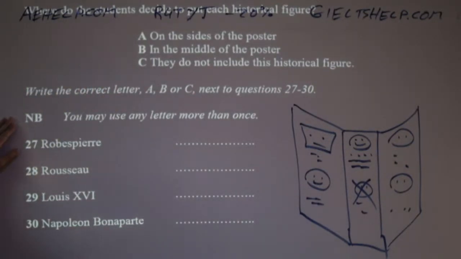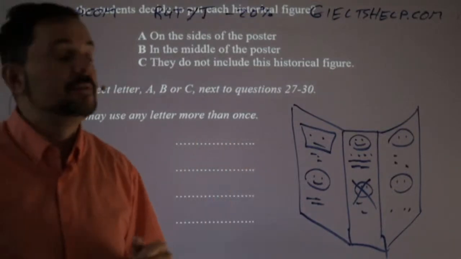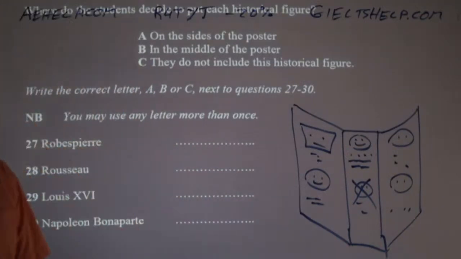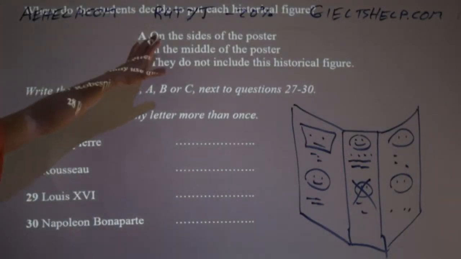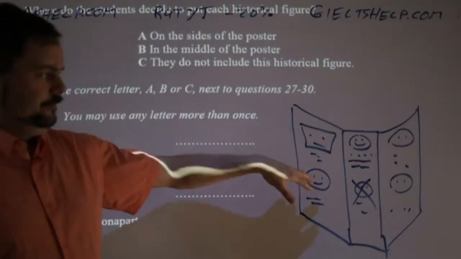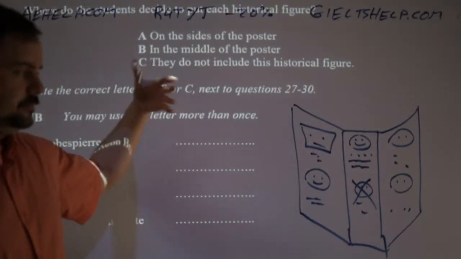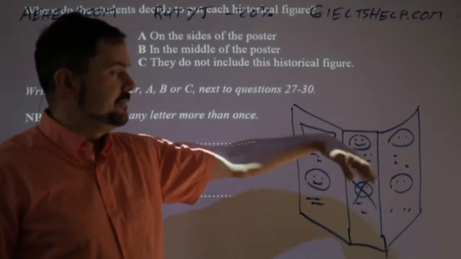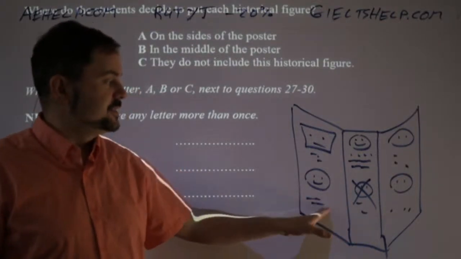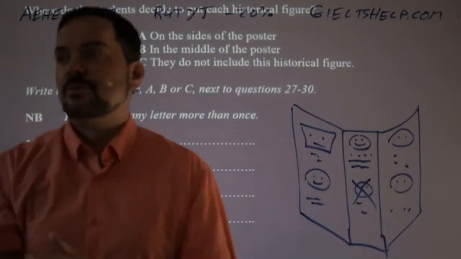Okay, so they have these people who were a big part of the French Revolution. They talk about Robespierre, they talk about Napoleon, Louis, they talk about 2 other key figures in the French Revolution, and they're talking about where to put them on this poster board, right? So either they put these people on the sides of the poster board, in the middle, or they don't actually have them. They don't have them in this poster board. So the first one is Robespierre, 27. Is Robespierre in the middle, on the sides, or is not on the board? 27.